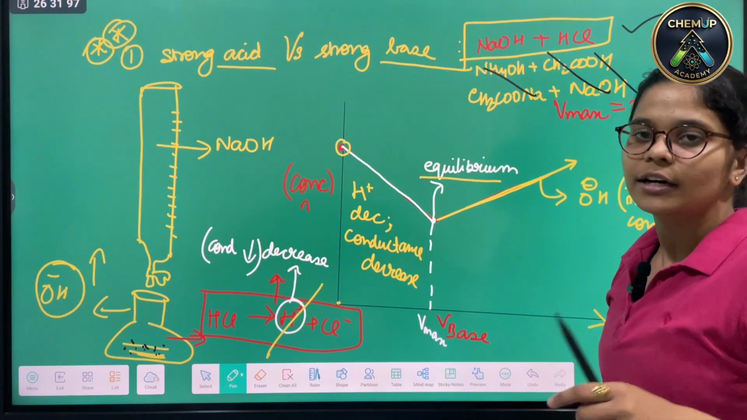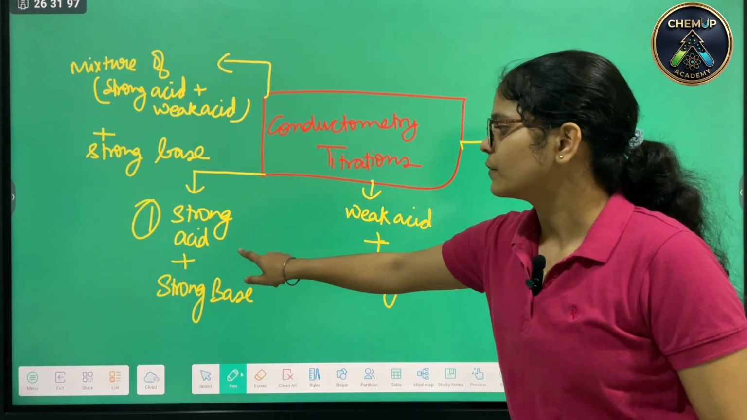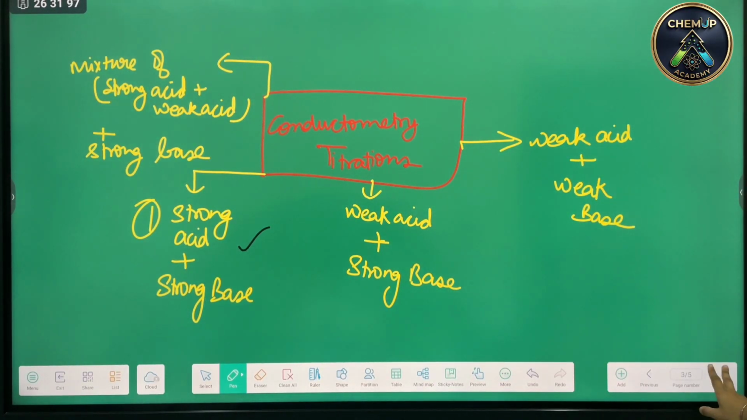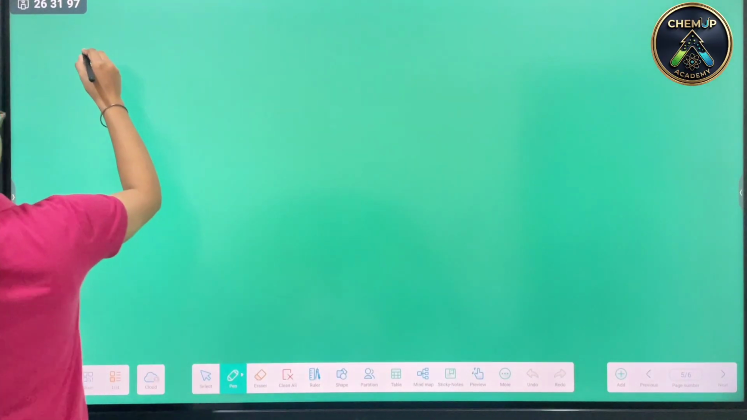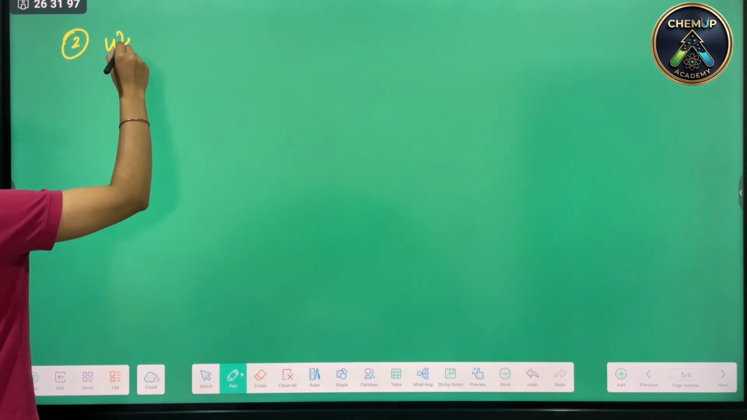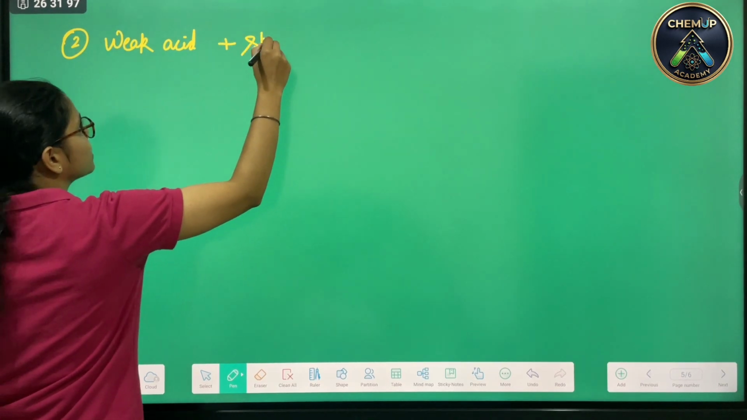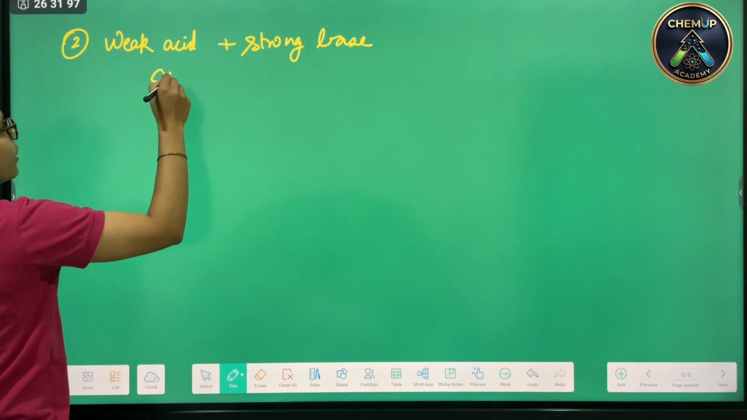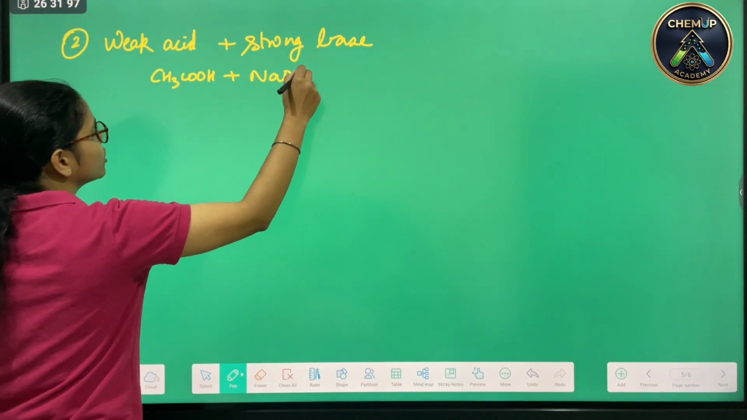This is where the graph actually lies. So this was our first case. First case we have covered. Coming on to the second case, that means the weak acid and the strong base. Second point, weak acid and strong base. Weak acid could be your acetic acid and strong base is your NaOH.